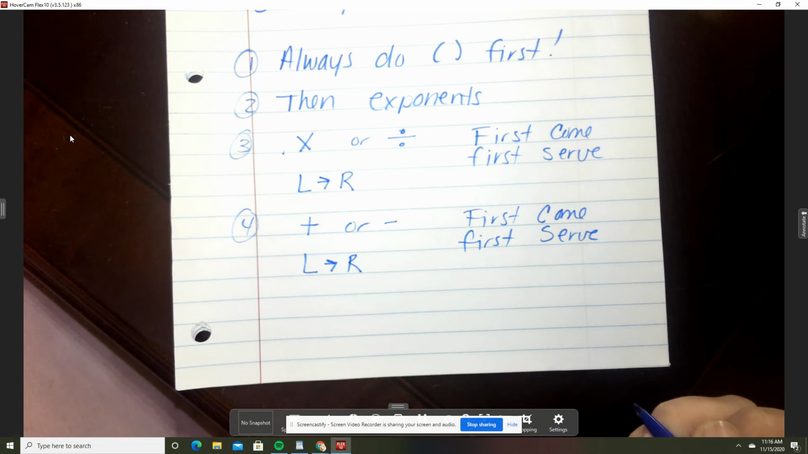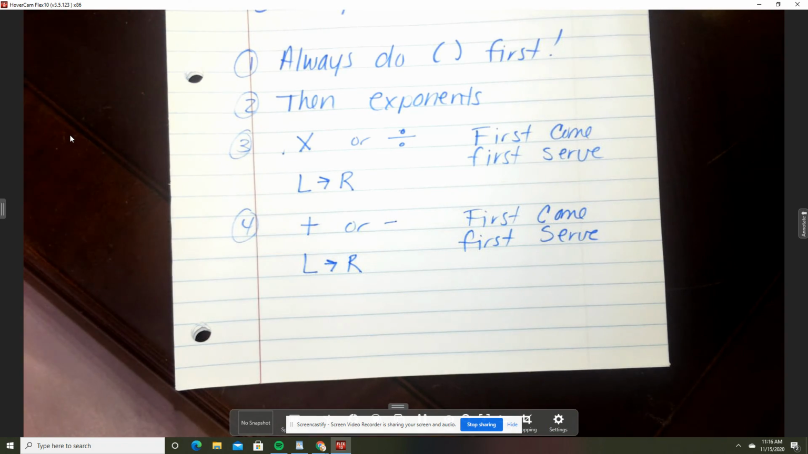All right, let's work on some of these. So remember that we can remember PEMDAS, or order of operations, by saying, please excuse my dear Aunt Sally. All right, we're going to do 6 problems together just to practice.